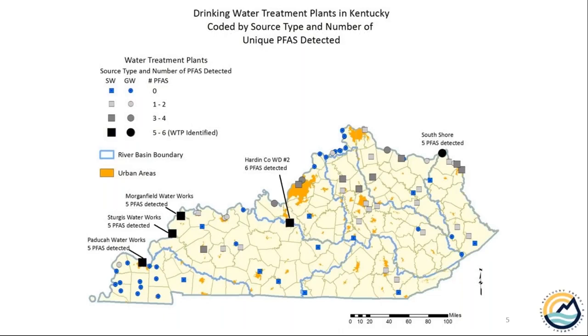We found that it was more numerous in surface water systems, and that it was also more numerous in those areas that are influenced by urban and industrial land use. This report is available on our webpage if you would like to download it.